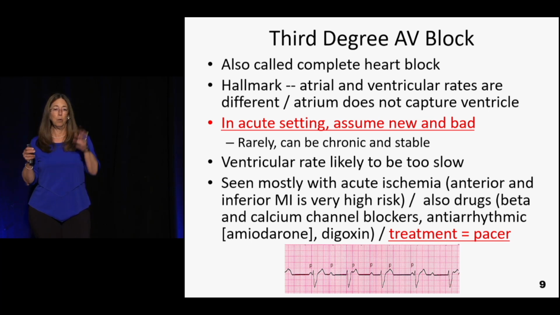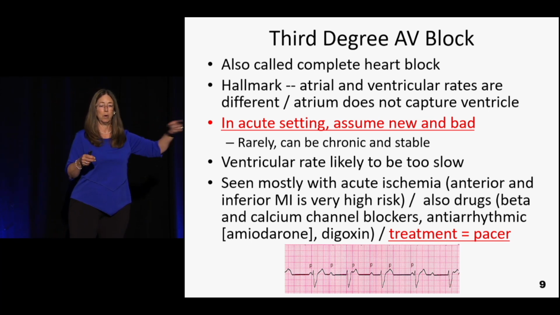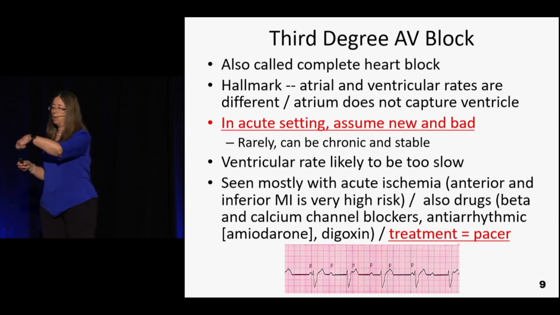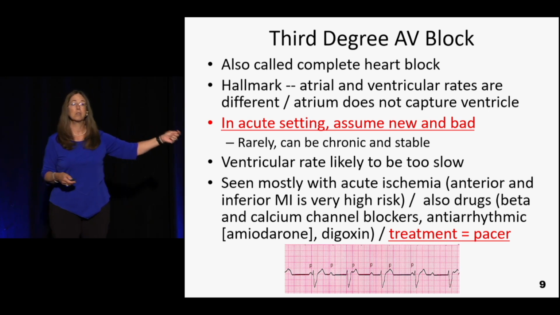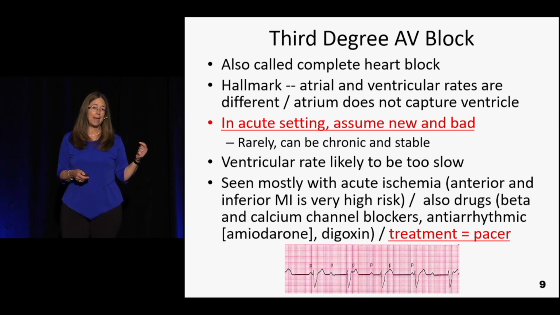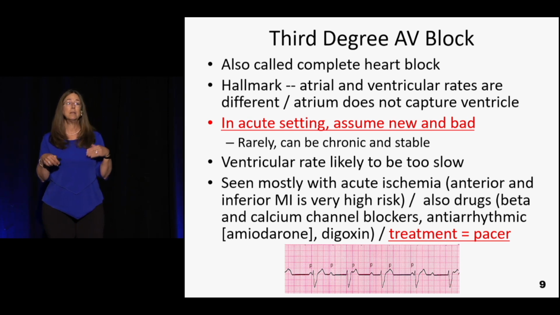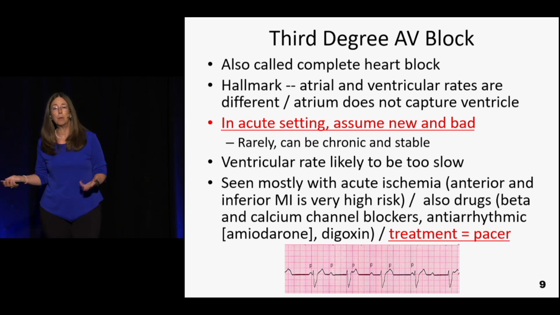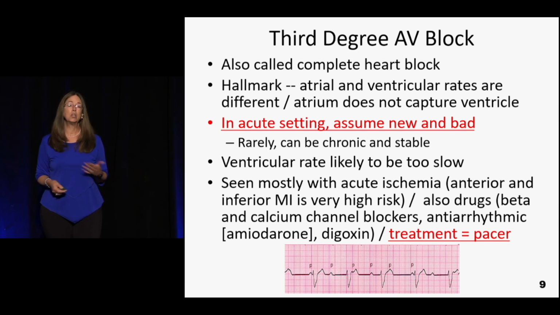So you'll notice that the P waves are marching right through at 60 to 100, and the QRSs are basically on their own rhythm, usually slower. That is almost always abnormal. Now, people can walk around with chronic third-degree heart block. That is not common, especially in the setting of what we see in the ER: somebody's been syncopal, somebody's having chest pain, somebody's short of breath. That is a rhythm you need to talk to somebody about.